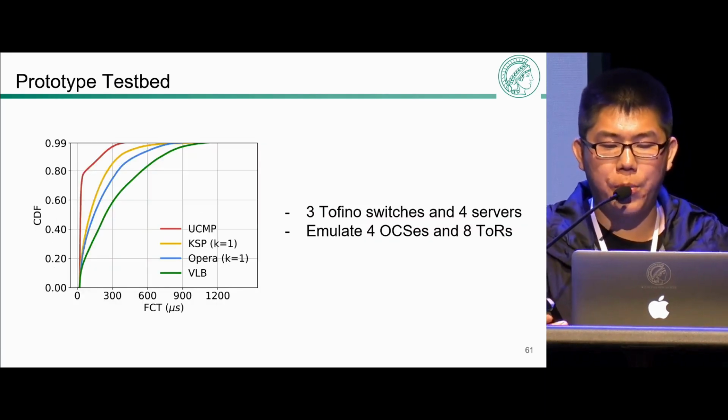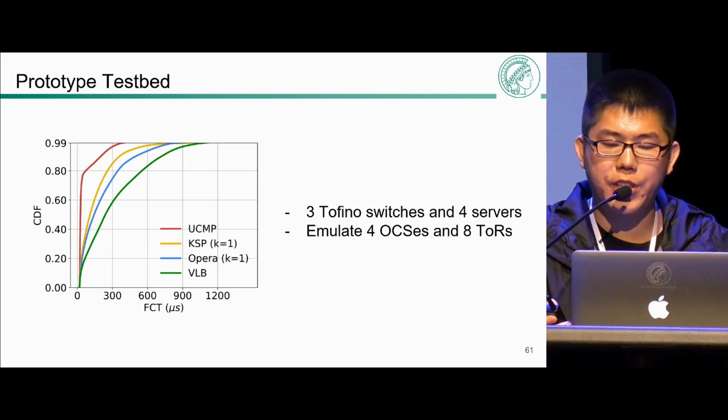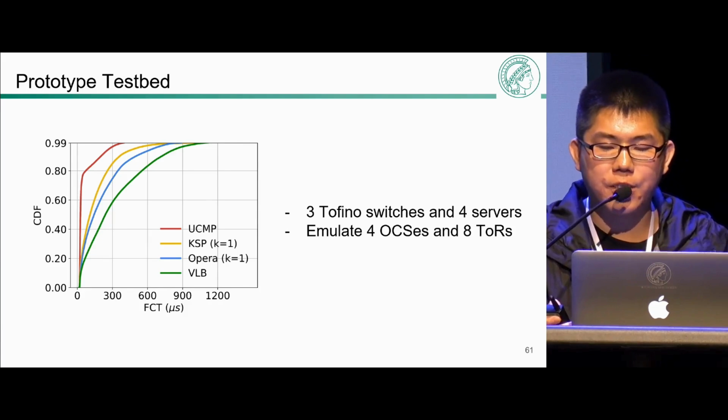We also set up a prototype testbed. This testbed consists of 3 terminal switches and 4 servers, emulating 4 optical circuit switches and 8 ToRs. UCMP still outperforms all baselines, thus verifying the correctness of our simulation experiments.